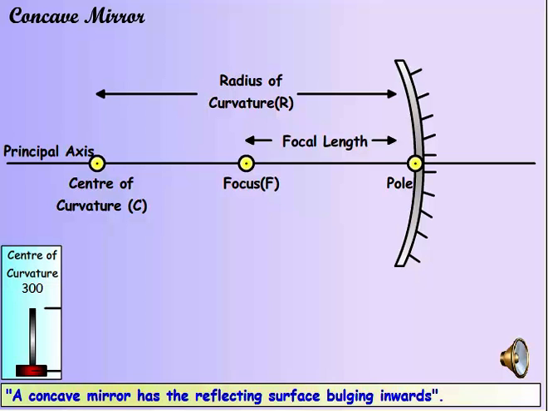A concave mirror has a reflecting surface which bulges inwards. If the concave mirror is thought of as being part of a sphere, then the center of the sphere is the center of curvature. The line joining the center of curvature to the mirror is called the principal axis, and the point where it meets the mirror is called the pole. The focus is midway between the pole and the center of curvature.